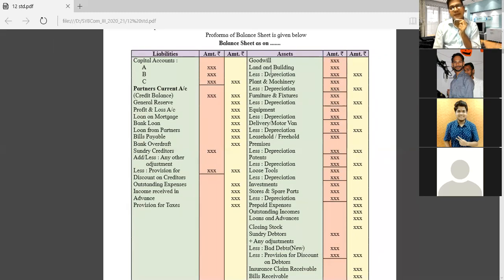Goodwill is an intangible asset. If a depreciation value is there, then we will deduct it. Otherwise, not. Sometimes they will provide it, sometimes they will not. If it is provided, then we have to deduct. If it is not provided, there is no depreciation. For other fixed assets, we have to deduct the depreciation. Then after that, friends, the next thing is there.